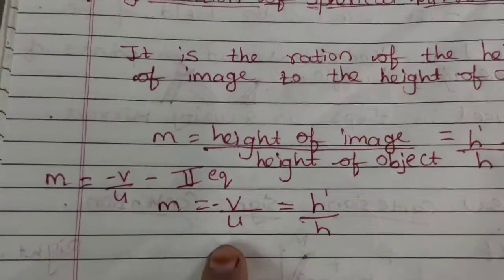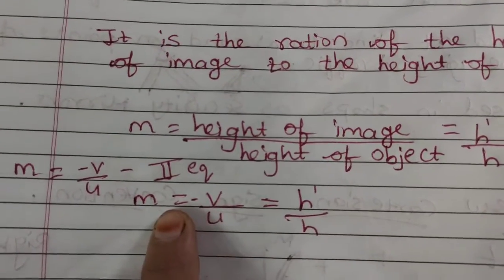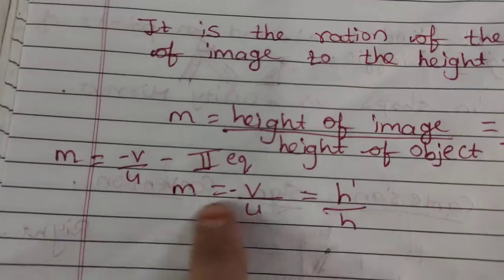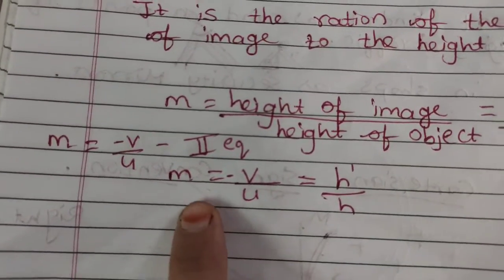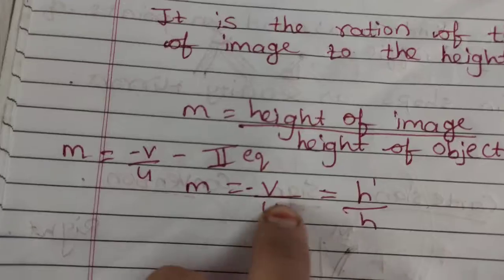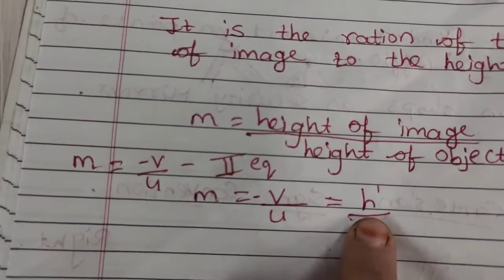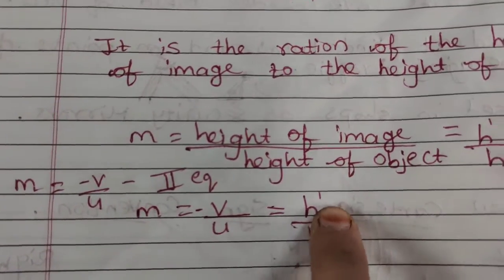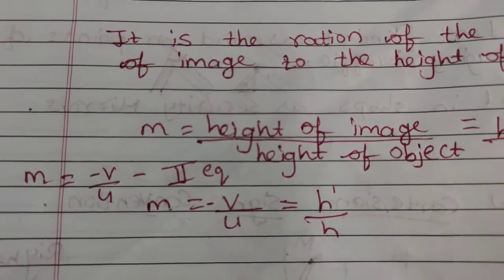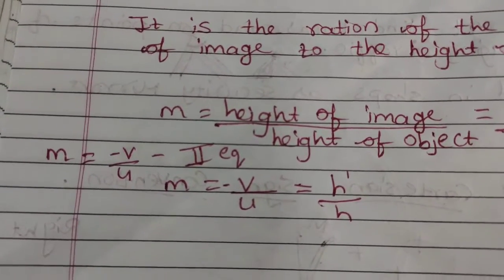From the first and second equations, we get the entire formula for magnification: M equals minus distance of image to distance of object, equal to height of image h dash to height of object h. This is your magnification formula. We learned about reflection of light. As light has two types, reflection and refraction, our first part, reflection, is completed. Now the second part of the lesson is refraction of light.